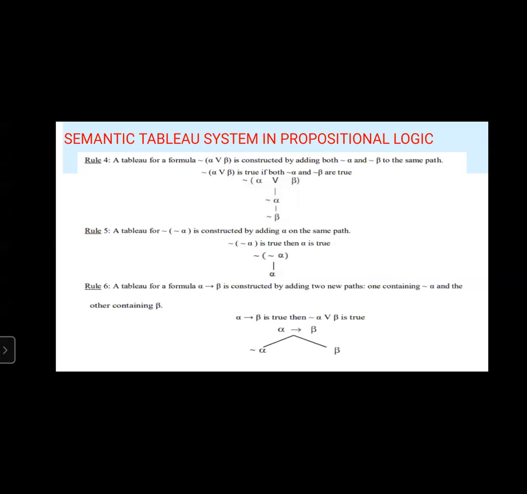Okay. Next, rule number 6. A tableau for a formula alpha implies beta is constructed by adding two new paths, one containing negation of alpha and the other containing beta. If alpha implies beta is true, then negation alpha or beta is true.